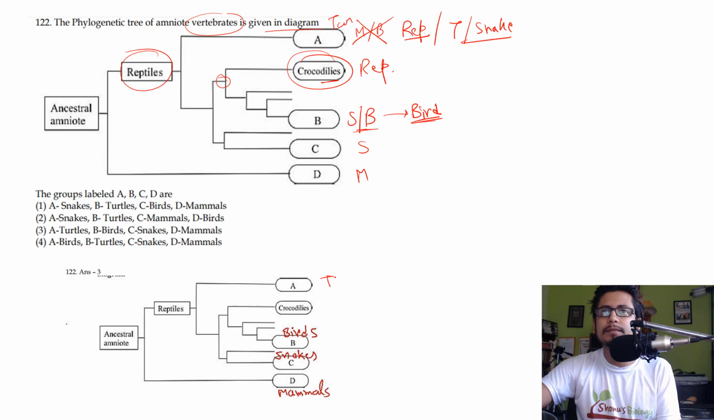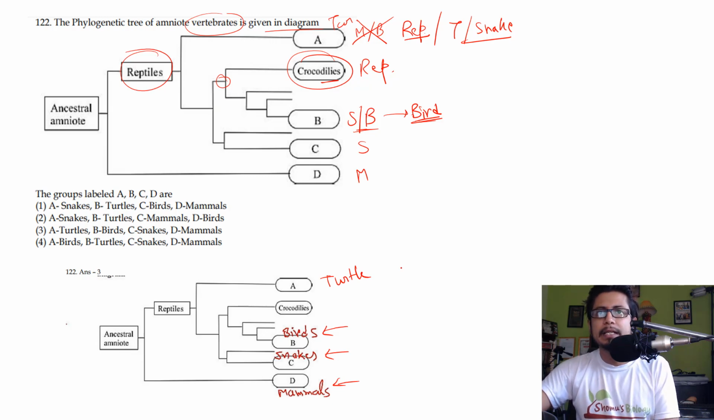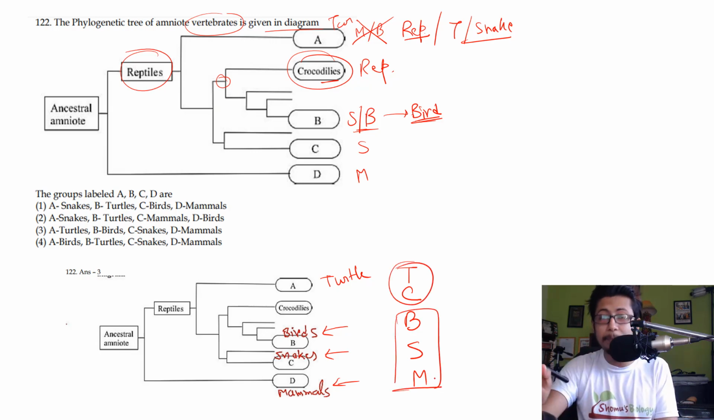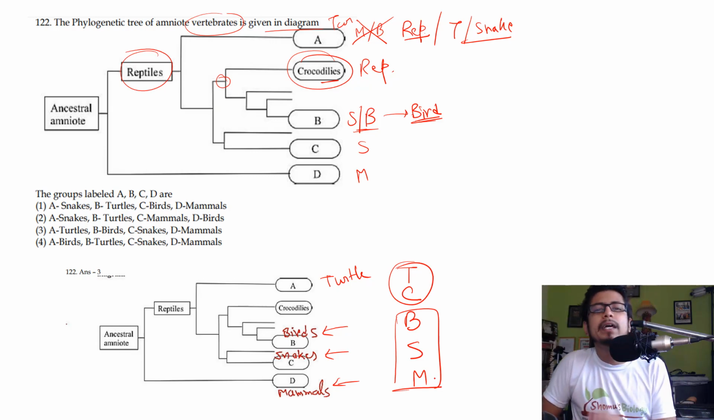A should be turtle, then birds, snakes, and mammals. This is how you should remember: turtle, crocodile, bird, snake, mammal. TCBSM. This is how you can remember that. You can print it in your mind, because I have seen this question 2 times earlier in the exam.